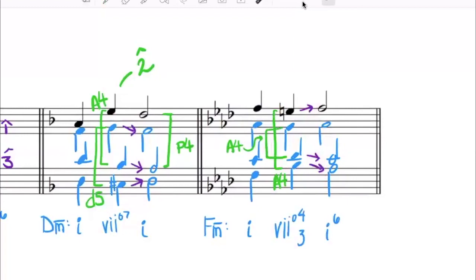Now, what that does mean though is I don't get the best doubling for that final triad. So D minor example, we got great doubling. Our augmented fourth did not resolve in that strict fashion. F minor example, augmented fourth resolved in the strict fashion, left us with a third, a root, and a fifth in our final triad. Again, neither is more or less correct. They are two pathways to the same end result, more or less.